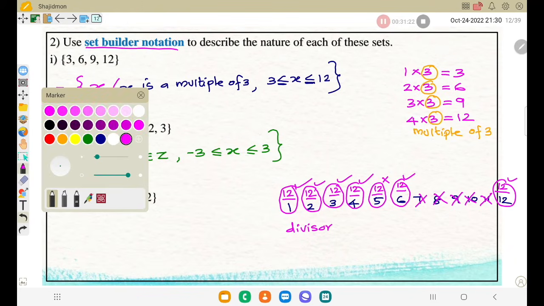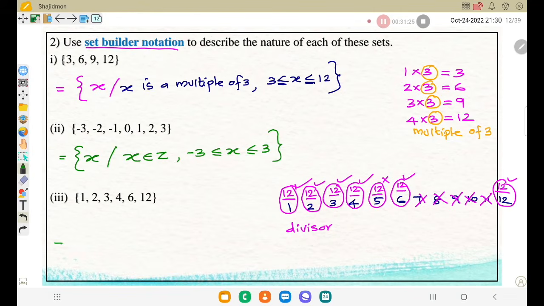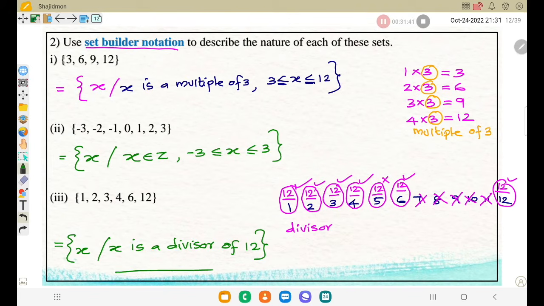So how can we write this in set builder form? A equal to the set of all x such that x is a divisor of the number 12. For 12, what are the divisors? 1, 2, 3, 4, 6 and 12. So x is a divisor of the number 12. No need to write any range, because only for the number 12 these are the divisors, correct? So this is the idea in set builder notation. I hope you understood this one.